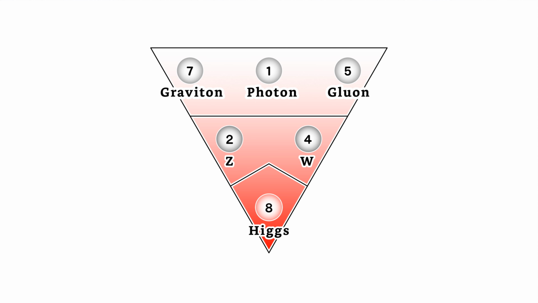These two particles, Z and W, have almost equal masses. The graviton, photon, and gluon do not interact with the Higgs field, and thus they do not have mass. As we can see, the mass hierarchy of the 6 bosons perfectly fit into the structure of the Zeptoform.